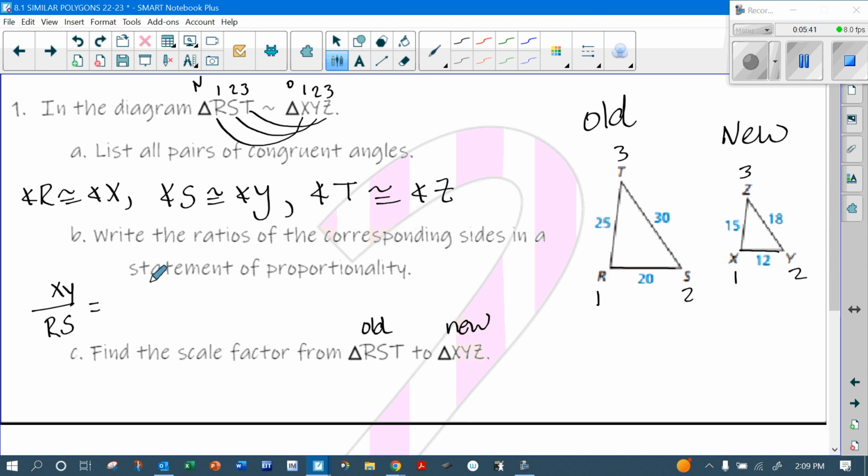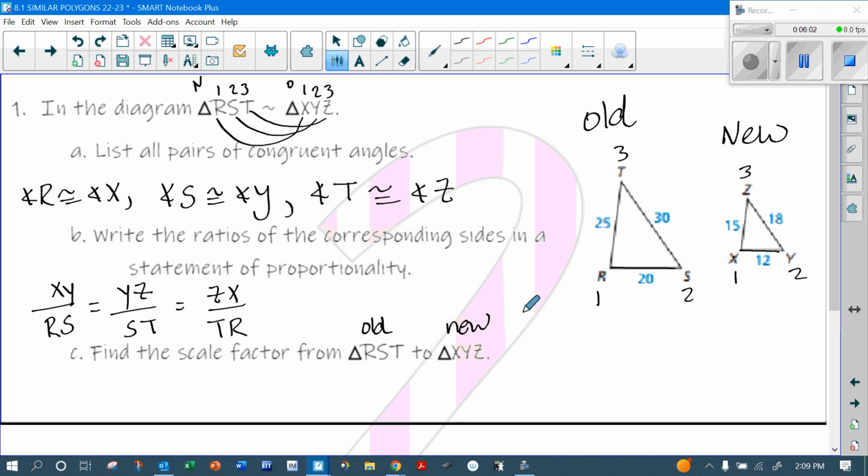Yz over st. And zx over tr. So they're wanting me to change from this one. So if I start here, I'm going to go to here. So this is your new one.